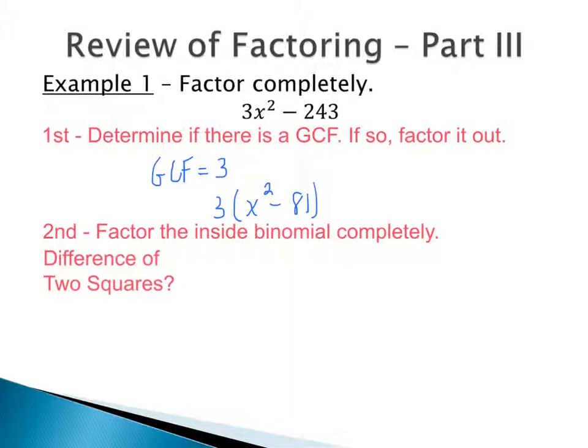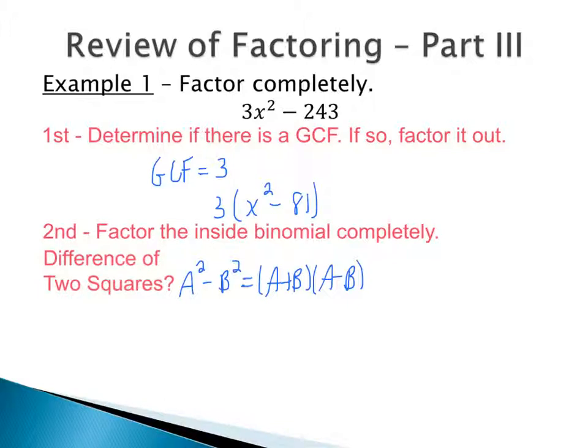If it is a difference of two squares, then it would be of the form a squared minus b squared, which can then factor into a plus b and a minus b. So we need to figure out if this is a difference of two squares. So first we can see that with the x squared minus 81, it is a difference because we have a subtraction between the two terms. Then we need to figure out if we have two perfect squares. Well, 81 is a perfect square because 9 squared gives you 81. And x squared is considered a perfect square as well because x quantity squared is equal to x squared.